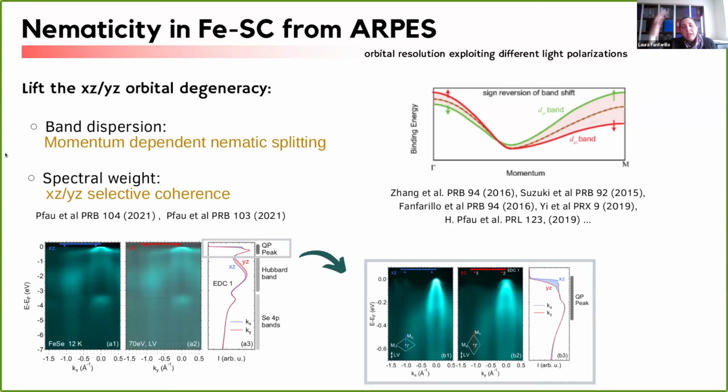The higher energy spectra have only recently been explored, essentially by a single group, but it's very interesting to notice that it's not trivial at all. In particular, you have the spectral weight differentiation as a modulation in frequency. You have an excess of XZ weight close to the quasi-particle peak, but as you move to a higher energy scale, the Hubbard bands, which are very close in energy, as I told you before, have an opposite sign. So: momentum-dependent nematic splitting close to the Fermi level, and selective coherence or frequency modulation of the spectral weight distribution. These are the two key experimental features.